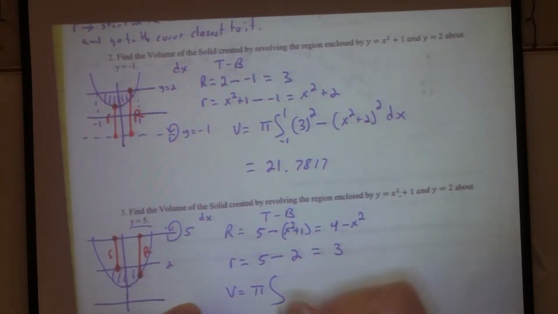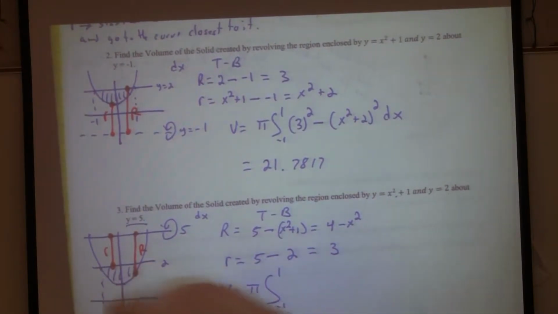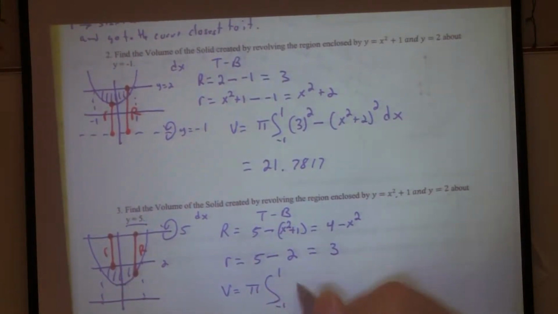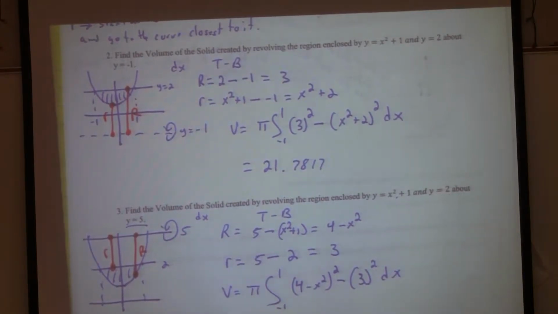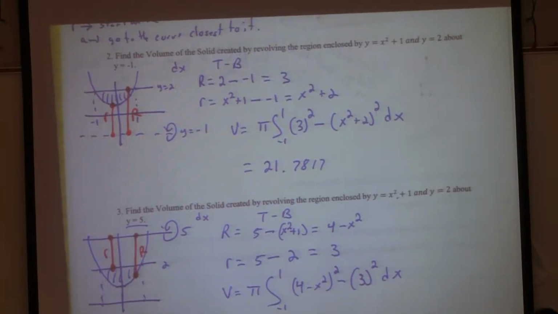Ready to write the formula: pi times the integral from, again, negative 1 to 1, of big R, which is 4 minus x squared, squared, minus little r, which is 3, squared, dx. Do you want to do it? Let's do it. 16 minus 8x squared plus x to the 4 minus 9. Okay, then it'll be 28.